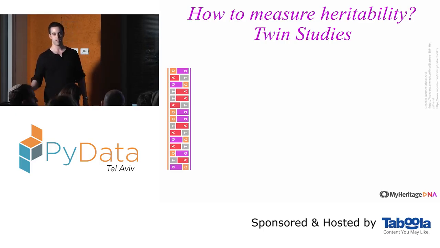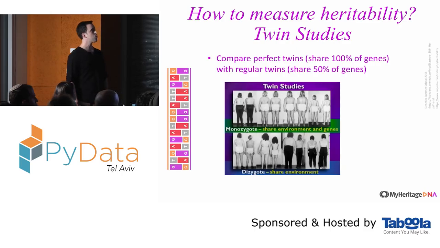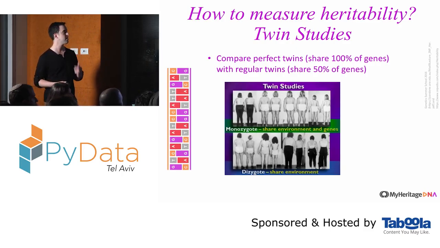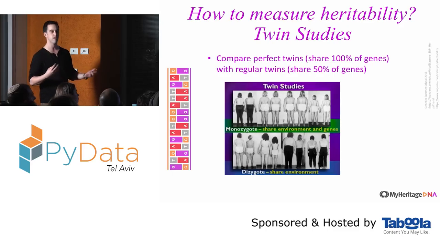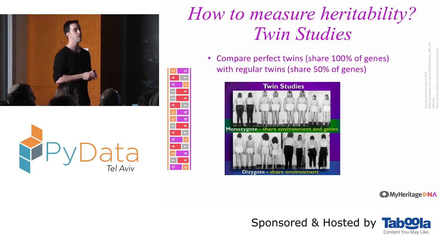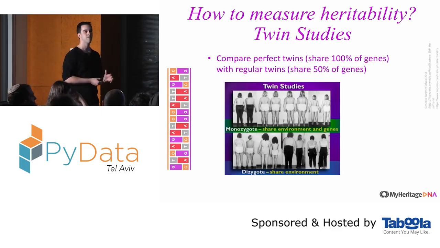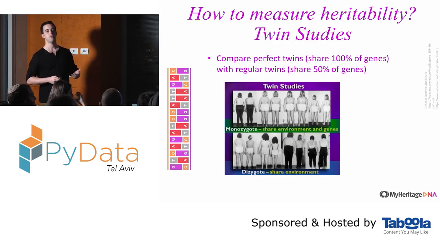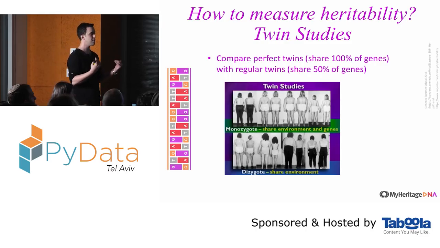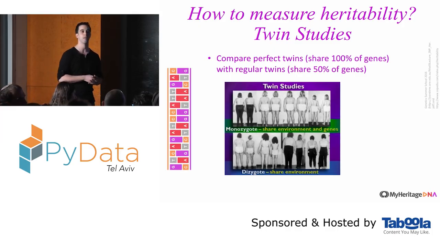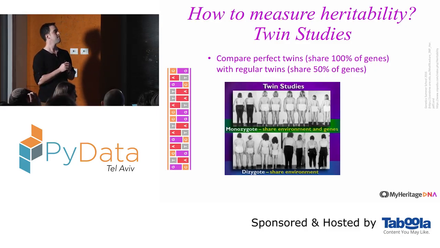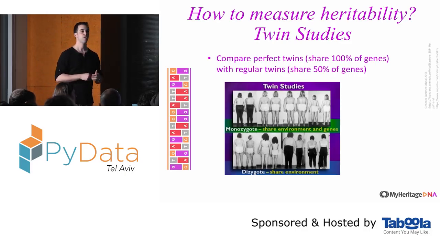These have been done for decades. What you do is compare perfect twins, those are twins that share 100% of their genes, against regular twins, which are genetically pretty much like regular siblings. They share only 50% of their genes. Let's say, for example, for height, you can compare the empirical correlation between perfect twins, who share the same environment and 100% of their genes, with the correlation among regular twins. Let's say you have a 0.7 correlation among perfect twins, but a 0.4 correlation among regular twins.